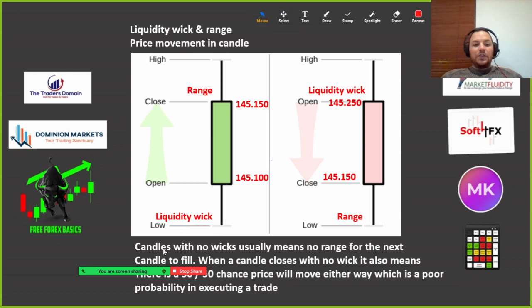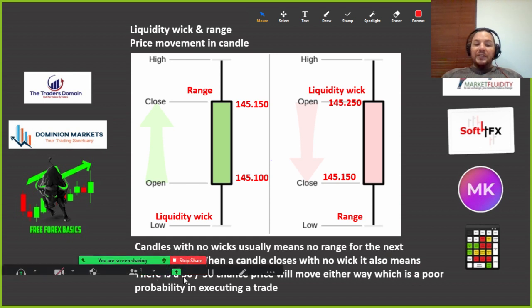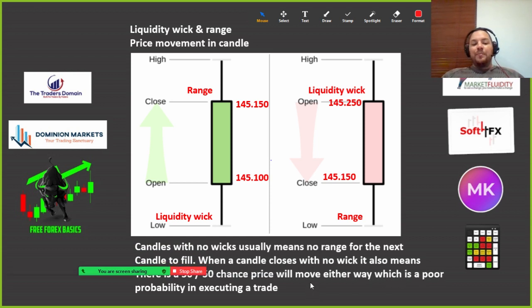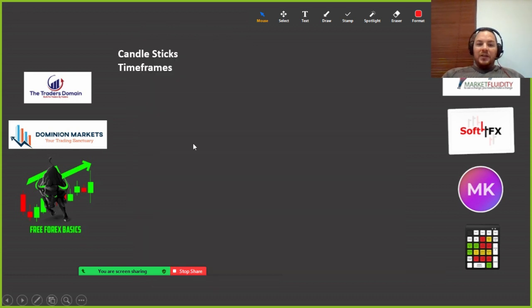Alright, so candles with no wicks usually means no range for the next candle to fill. When a candle closes with no wick, it also means there's a 50-50 chance price will move either way, which is a poor probability in executing a trade. So in other words, if a candle has no wick, you don't want to execute a trade because you have a 50-50 chance of it working out. Let me give you an example here.